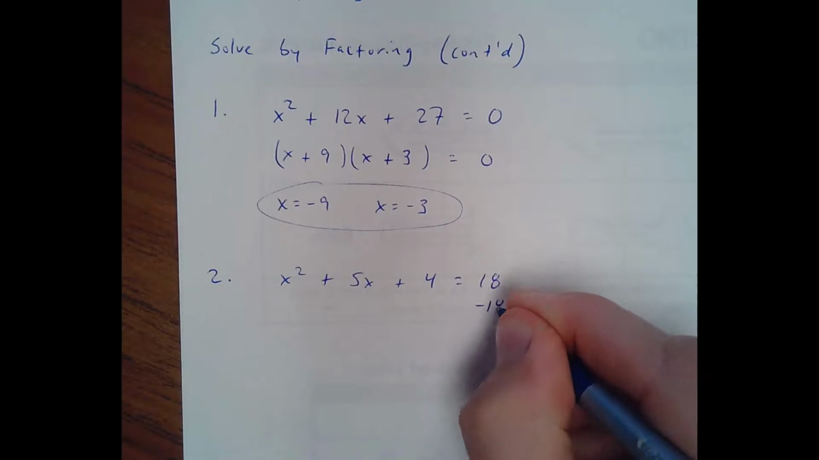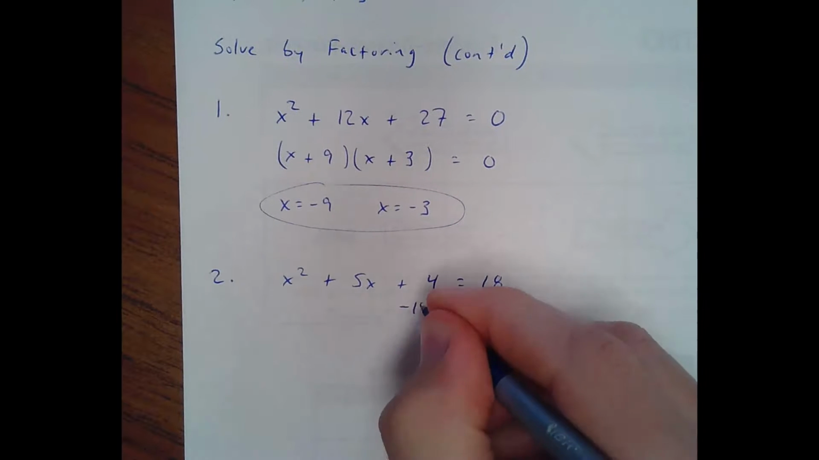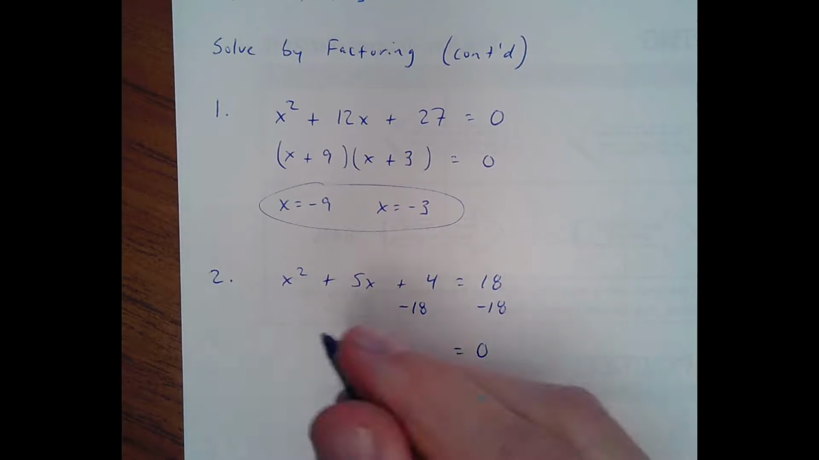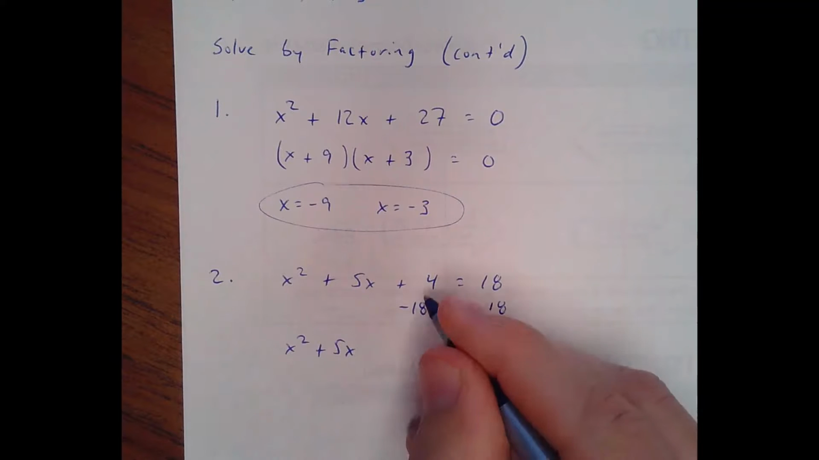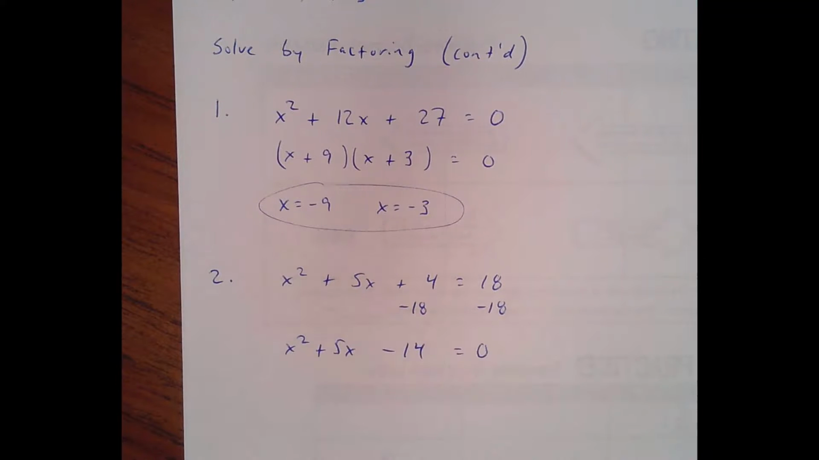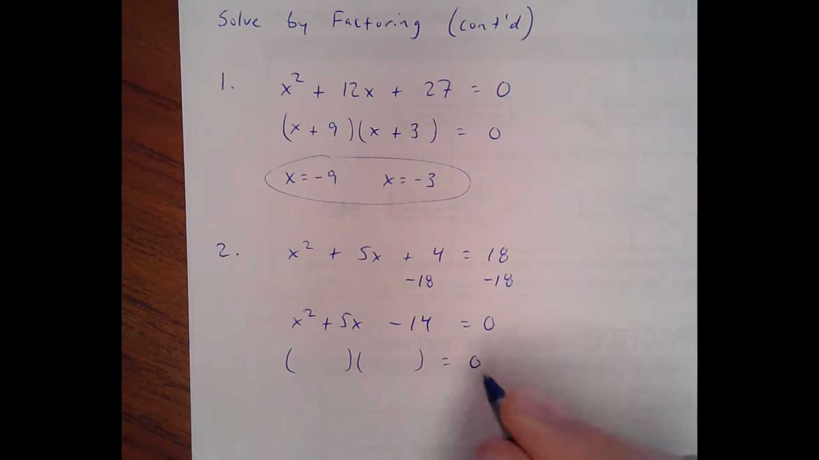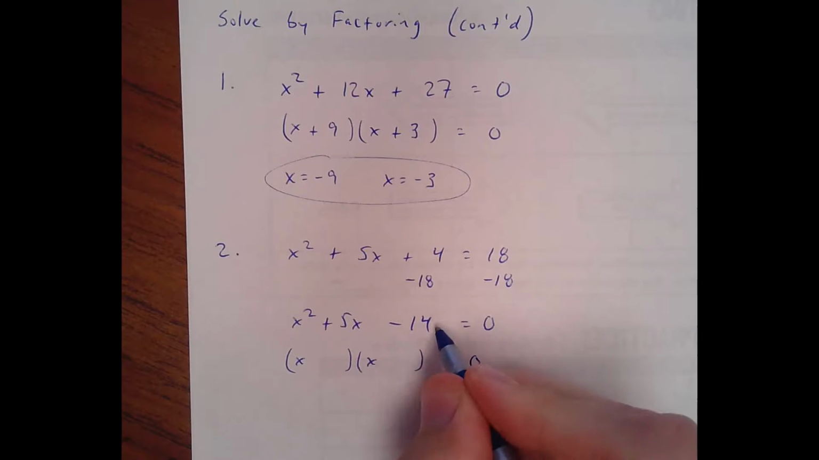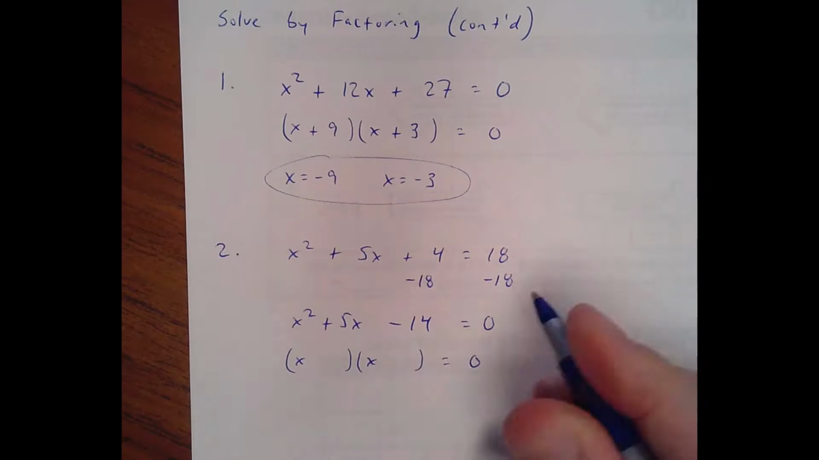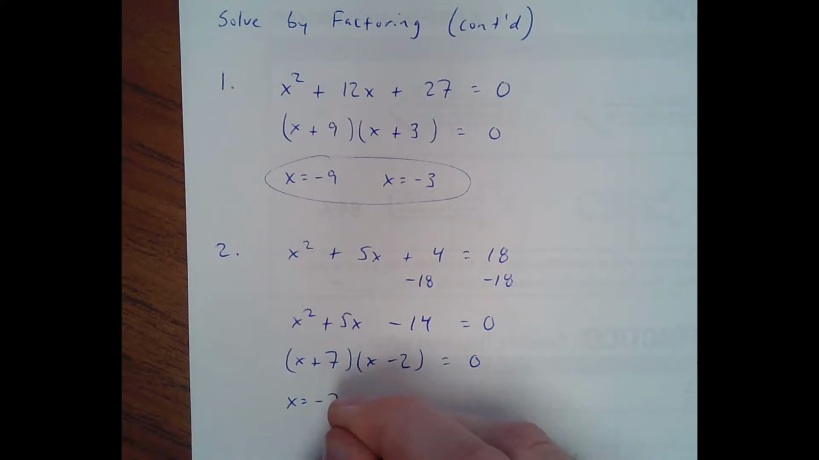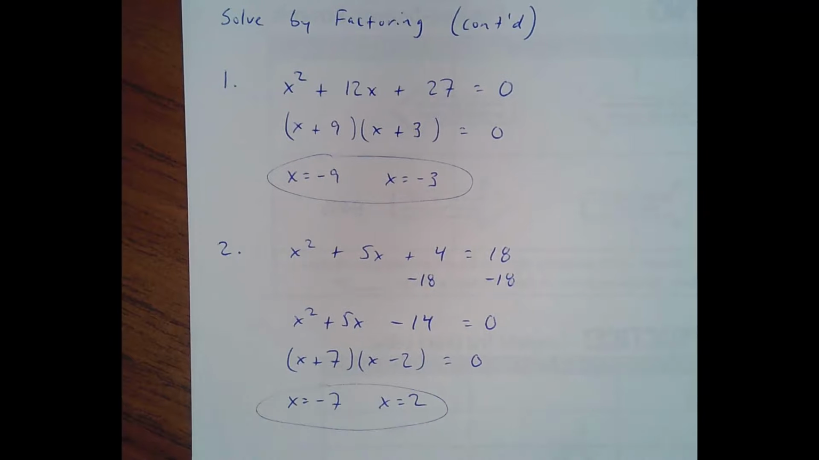So all you have to do is subtract that 18 to get rid of it. And as long as you do it to both sides of the equation, everything will be balanced. So you're going to get 0 over here. You'll still have your x squared, you'll still have your 5x, but now it's 4 minus 18, which is negative 14. So now it's equal to 0. So now you can factor. So it will be what multiplies to negative 14 and adds to 5. That's going to be positive 7 and negative 2. So x equals negative 7. x equals 2. So it's just like before with the factoring, it's just that you have to make sure it's equal to 0.